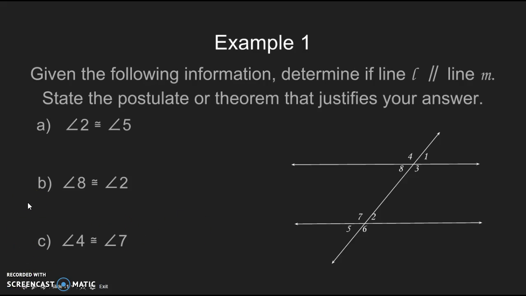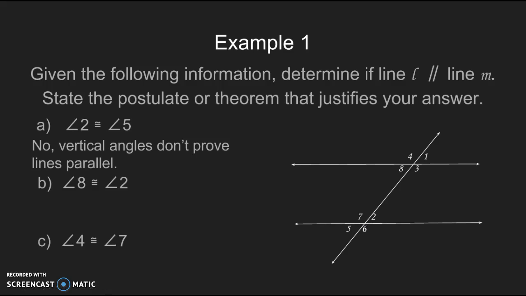Now that we know all of the theorems and postulates, we may continue on to our first example. Given the following information, determine if line L is parallel to line M. State the postulate or theorem that justifies your answer. So part A says that we're looking at angle 2 and angle 5. These are actually vertical angles, and there is no theorem that proves these lines parallel. So no, vertical angles don't prove lines parallel. There just isn't enough information.